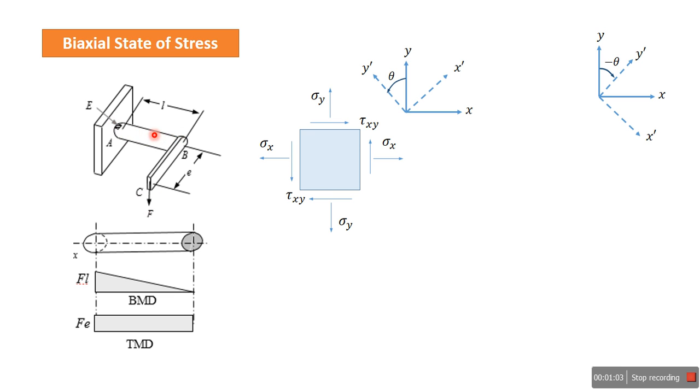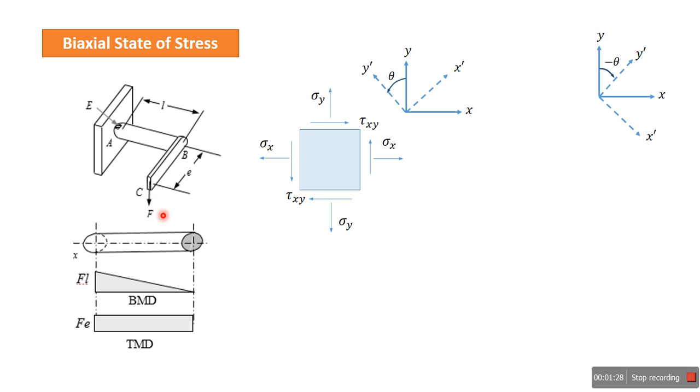It is 0 here, and then it is increasing linearly, and the maximum value of bending moment is here, that is F into L. And the twisting moment is F into E, which is constant from this point to this point. So there are two effects of the load. One is bending moment and another is twisting.